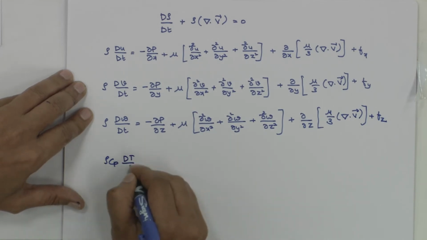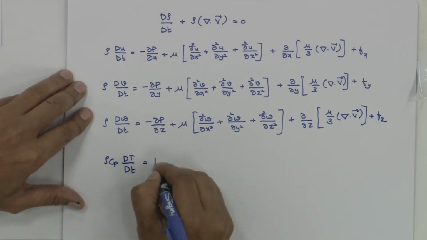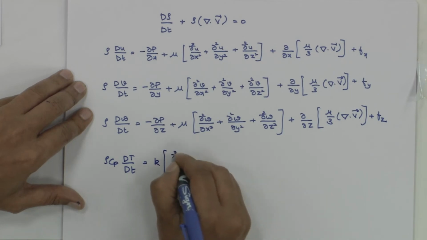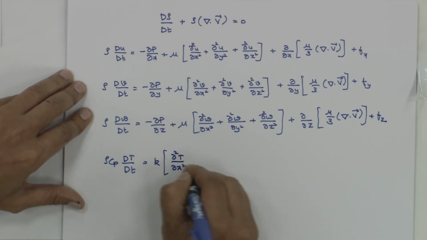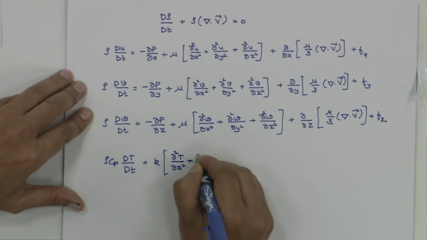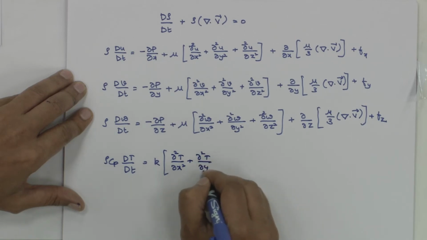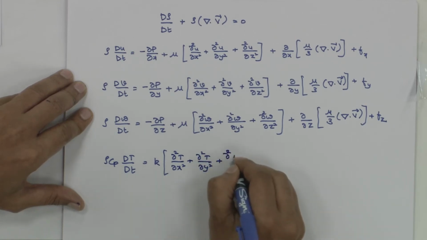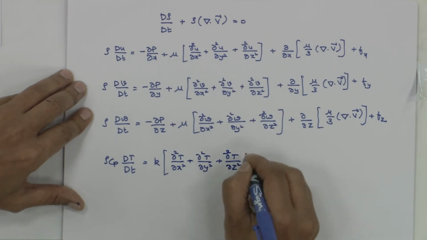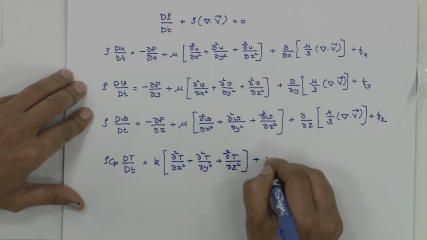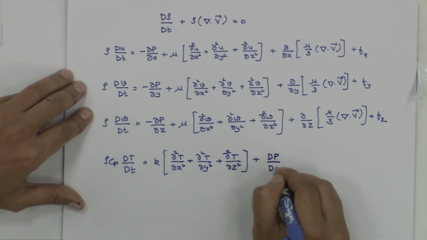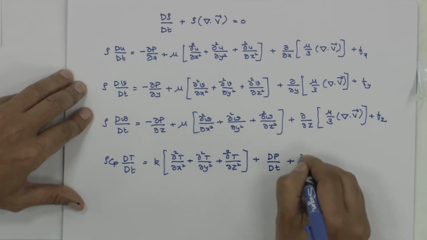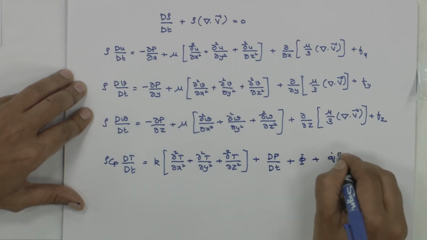And rho Cp dT by dt is equal to k times del squared T by del x squared plus del squared T by del y squared plus del squared T by del z squared, plus dp by dt plus phi plus q dot triple prime.